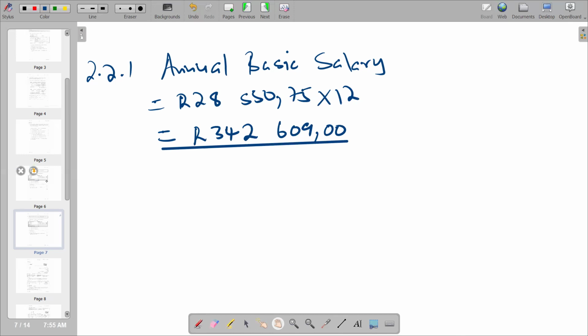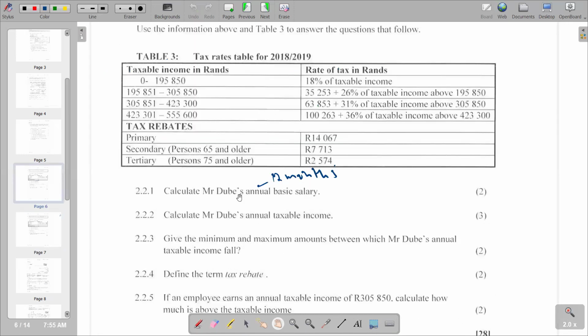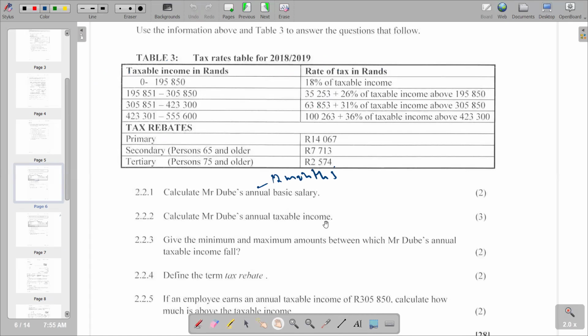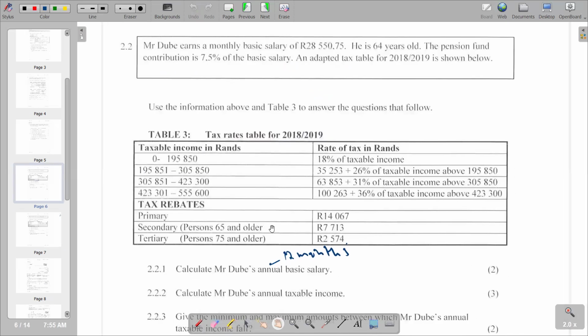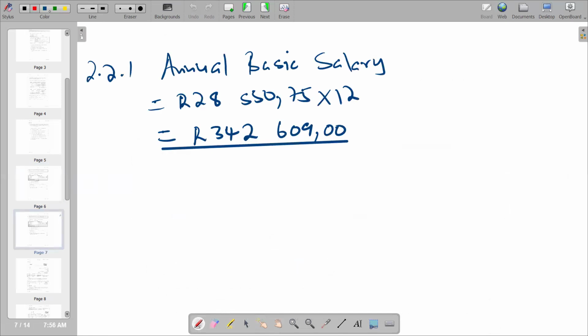Moving on to the next question, it is saying calculate Mr. Dube's annual taxable income. We know that for our taxable income, first of all, we have to subtract the pension fund. The pension fund is given here in the beginning, where the pension fund contribution is 7.5%. So we can just take note of that, because the question needs us to calculate the annual taxable income. So we just refer to the figure that we got there.